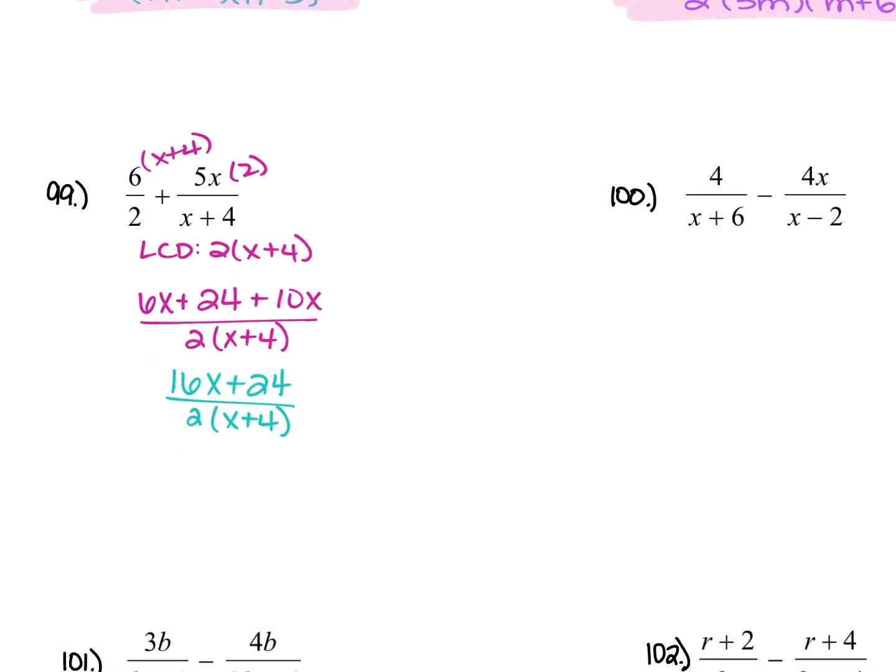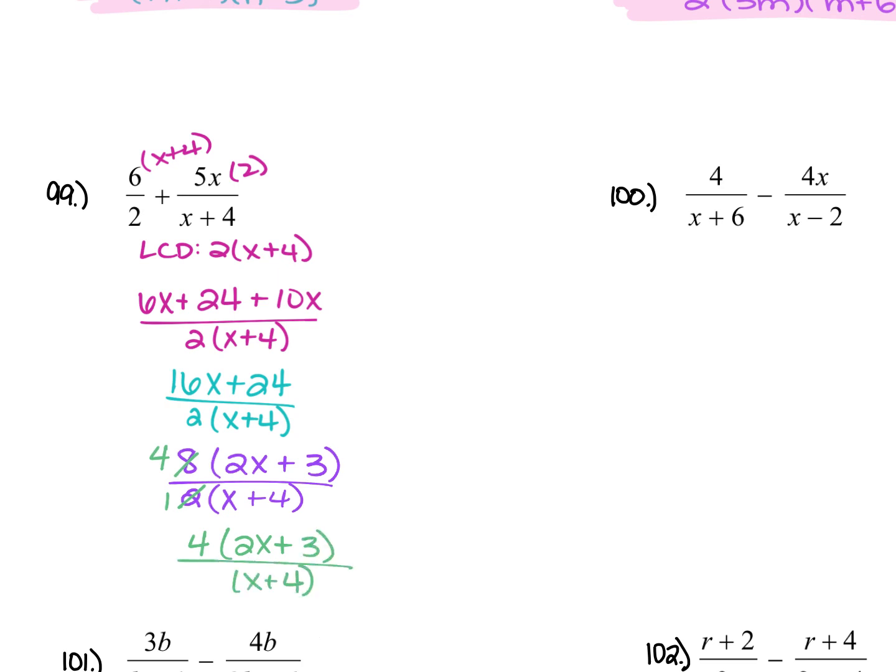This top can factor. You can factor out an 8. That gives you 2x plus 3 over x plus 4 times 2. From here, your 8 and your 2 also simplify as well. So this just simplifies fully to be 4 times 2x plus 3 over x plus 4.